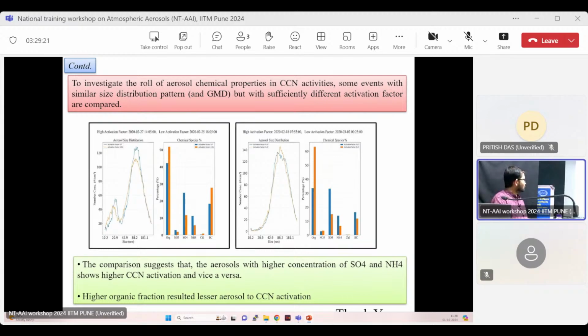What we found is that whenever you have higher organic aerosol contribution and lower inorganic aerosol contribution, the activation fraction tends to go low. That means if you have a higher population of organics and a lower population of inorganics, your activation fraction from aerosol to CCN to cloud activation will be very low compared to the opposite scenario, when you have higher inorganic concentrations. So this slide gives you a feel that hygroscopicity is equally important in aerosol to CCN activation, in addition to size effects.